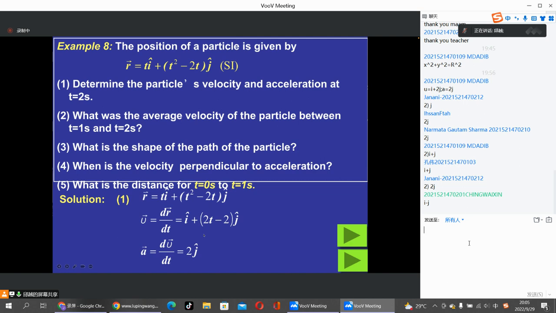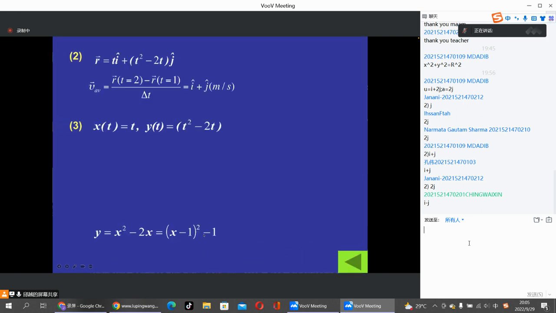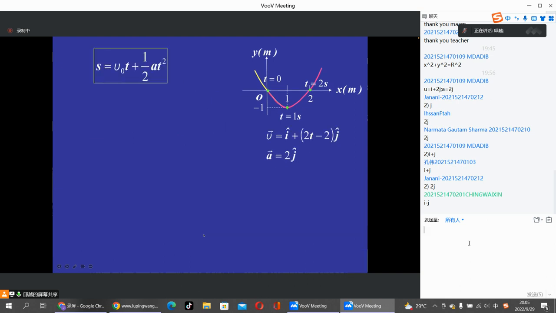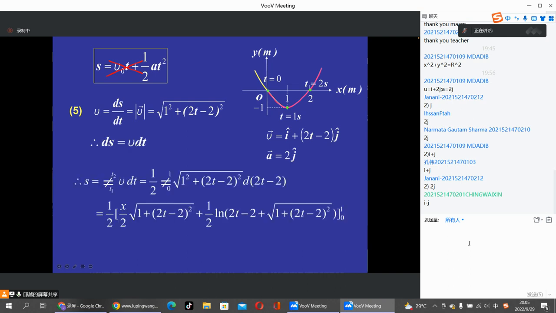And for problem 5, in order to find the distance, we need to first write down this. V equals ds over dt, and it equals this. Now we can calculate it.